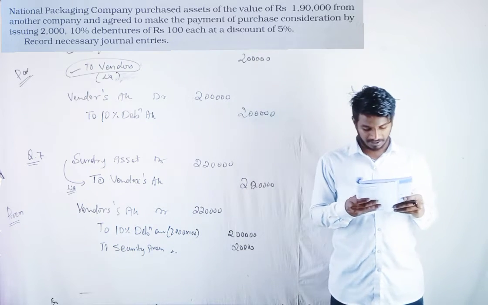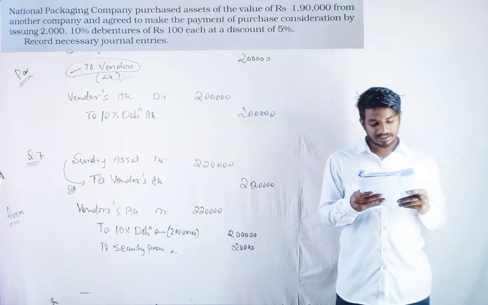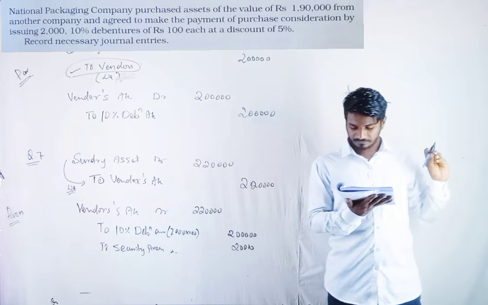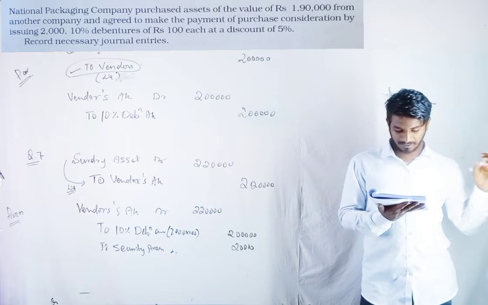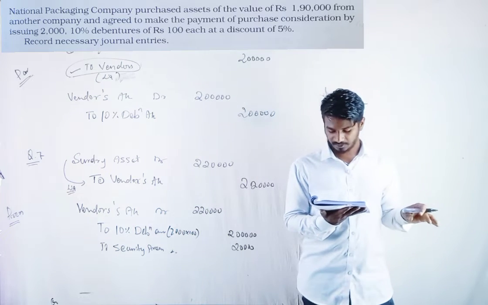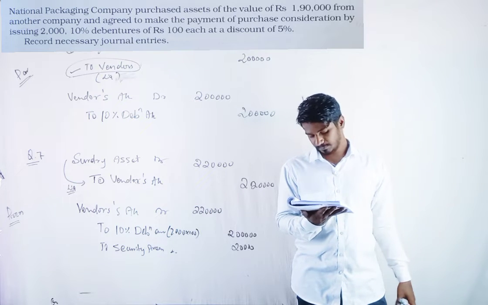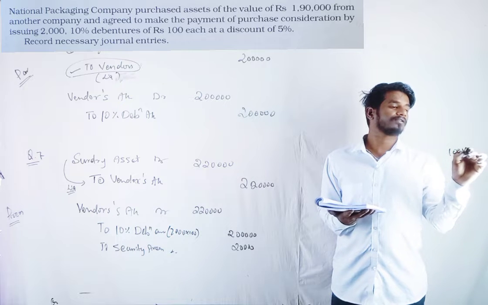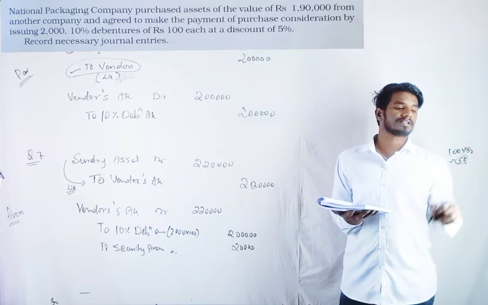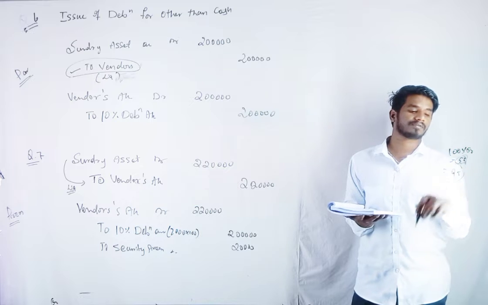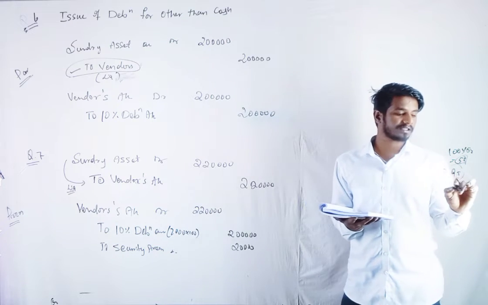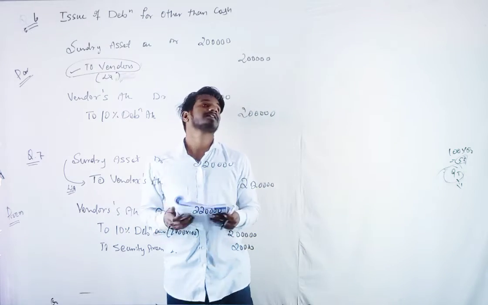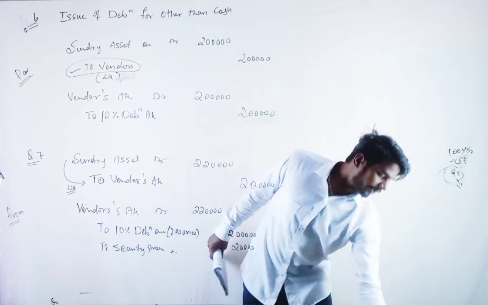National Packaging Company purchased assets of the value of rupees 1,90,000 from another company, agreed to make payment of the purchase consideration by issuing debentures at a discount of 5%. If face value is 100, 5% is 5 rupees discount. The remaining 95 is what we receive, because 5 rupees is the discount amount. Let's do the entry.